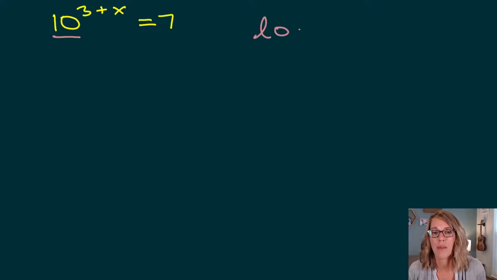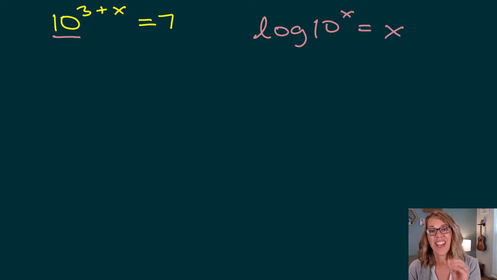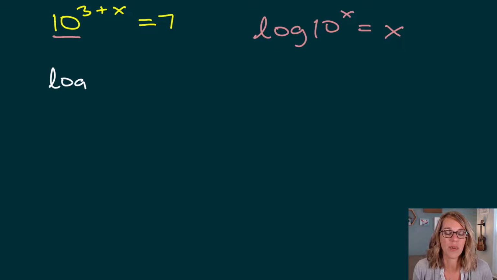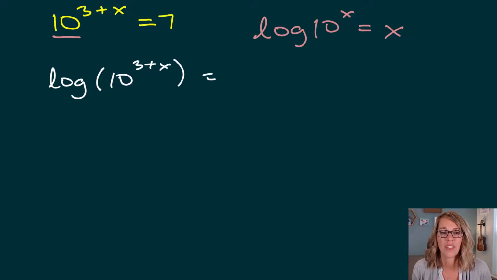Logarithm base 10 is my common logarithm, just log. So if I do log of 10 to anything, I end up with an inverse function, and I get just an x back. So I'm going to go ahead and apply that common logarithm to both sides of this equation. So log of 10 to the 3 plus x equals log of 7.